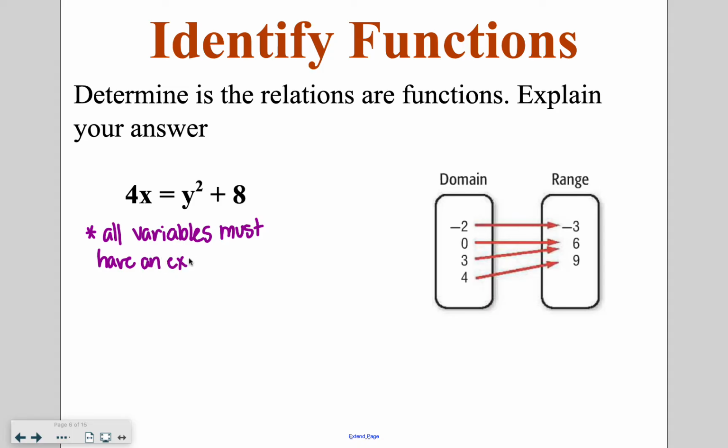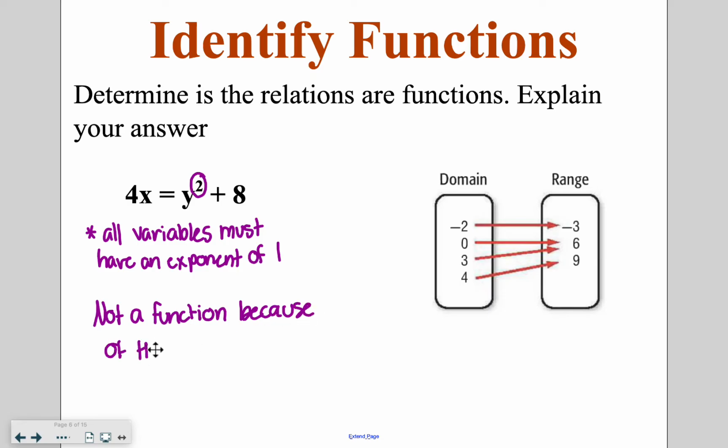So if I'm looking at this particular equation, I've got 4x equals y squared plus 8. Because there is an exponent other than 1, this is going to not be a function because of the exponent of 2. So because there is an exponent that is not 1, we no longer have a function.